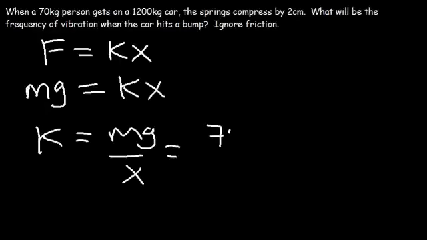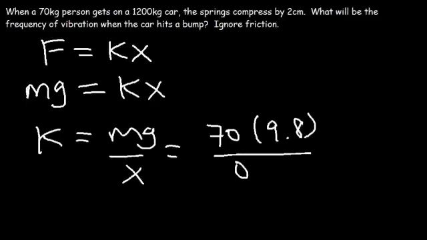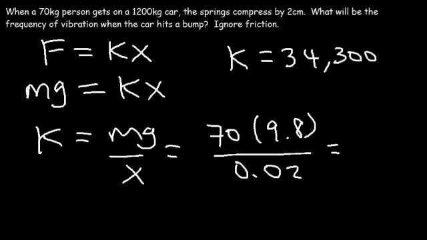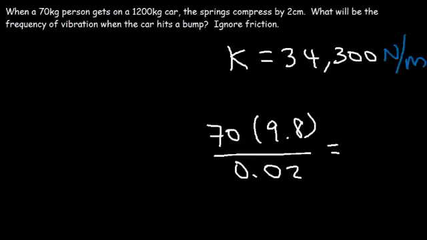So it's the mass of the person times 9.8 divided by 2 centimeters converted to meters. To convert centimeters to meters, divide by 100. So this is 0.02 meters. So it's 70 times 9.8 divided by that number. And the spring constant is 34,300 newtons per meter.